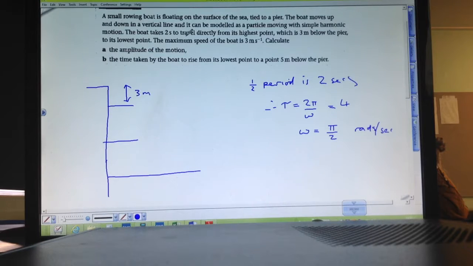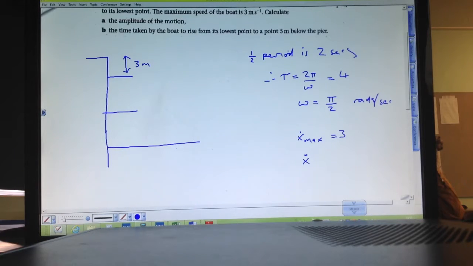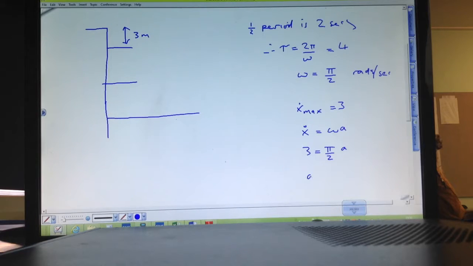Right. And then it says, the boat takes 2 seconds to travel from the highest point, which is 3 metres below, to the lowest point. The maximum speed we're given again, so we're told that x dot max is equal to 3. So straight off we can get x dot is equal to, what was it again for max speed? Omega A. And I've got 3 is equal to pi by 2 A, and A is therefore 6 over pi. And what's the units for that? Meters. Okay, so what was the question? Amplitude. Well, we've got the amplitude of the motion now. So that's part A, really, all of that.